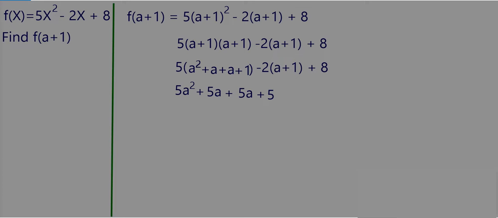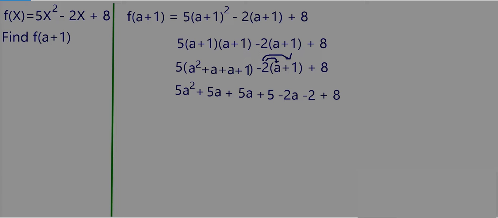We need to now work out the terms between the second brackets. There is a minus 2 outside, so we need to multiply that minus 2 by everything inside. Minus 2 times a gives minus 2a. Minus 2 times 1 gives minus 2. We rewrite the plus sign, then 8 after.